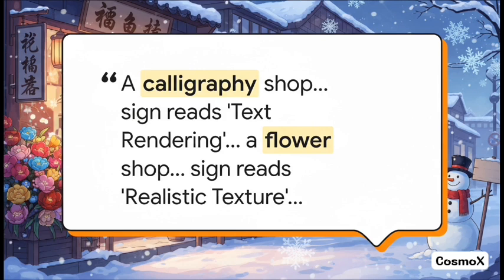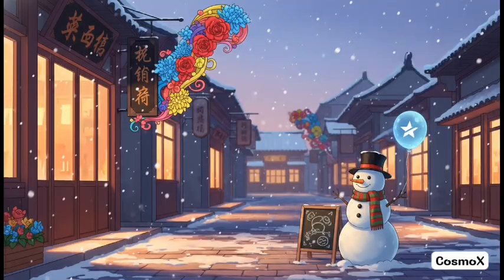It's describing a winter street scene in Beijing, and it's specifying everything: a calligraphy shop, a flower shop with a sign made out of flowers, and a snowman in the middle holding a sign to announce the model's release. And here it is, the result. The AI took every single one of those creative, complex, and distinct instructions and wove them all into this single beautiful image. The calligraphy, the text made of flowers, the chalk on the snowman sign. It's all there, and it's all rendered perfectly.